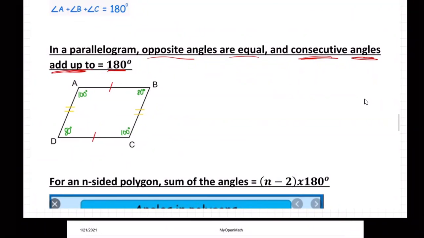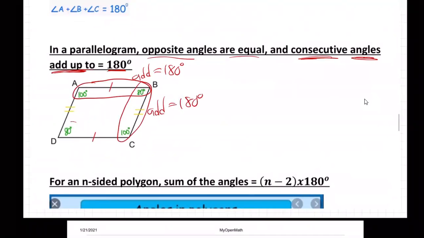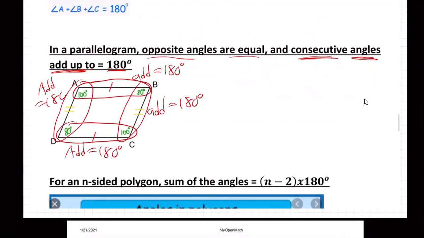What do they mean by consecutive? They mean angles that are next to each other. See how these two angles here are next to each other? They add to equal 180. And these two that are next to each other, they add to equal 180. And these two, they add to equal 180. And these two, they add to equal 180, don't they? So angles next to each other add up to be 180 degrees.